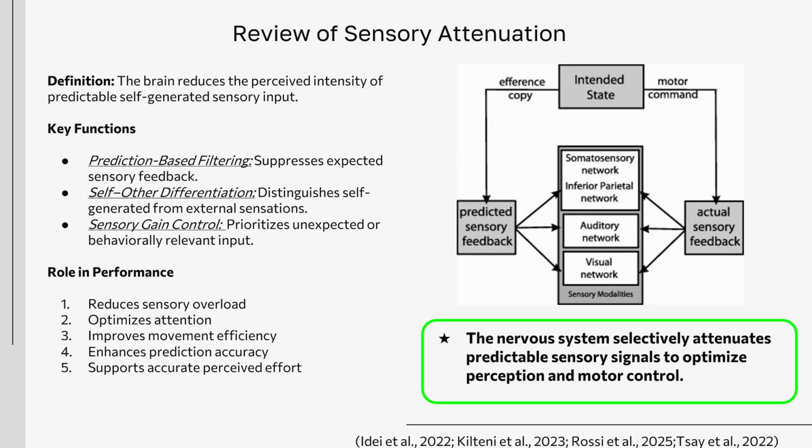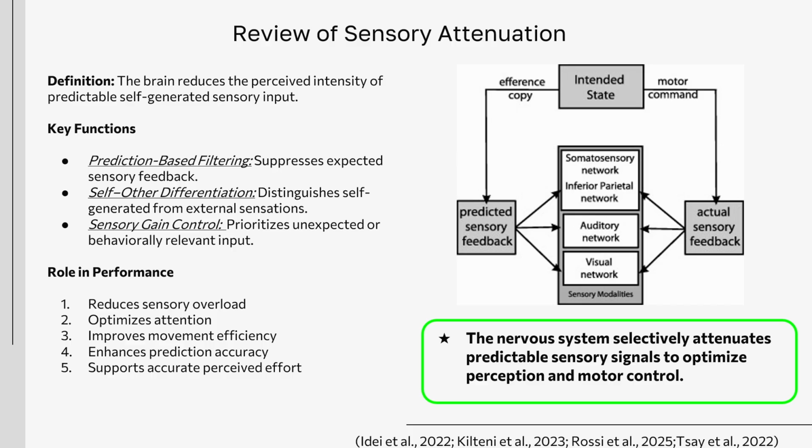Its key function is prediction-based filtering that suppresses expected sensory feedback. That is, remember from the last lecture, the efference copy. That signal sent to tell the body, this is what we're doing, this is how it should feel. And then essentially anything that doesn't feel like this is some type of error. And it is the distance between the predicted and the actual that determines how strong that error signaling is. Then there is self-other differentiation, distinguishing the self-generated from the external sensations. And then sensory gain control, prioritizing unexpected or behaviorally relevant input.